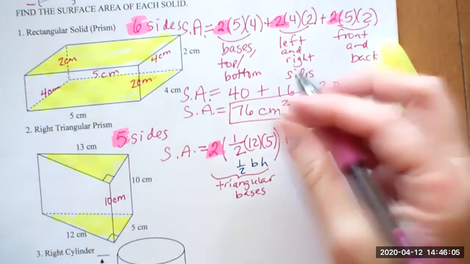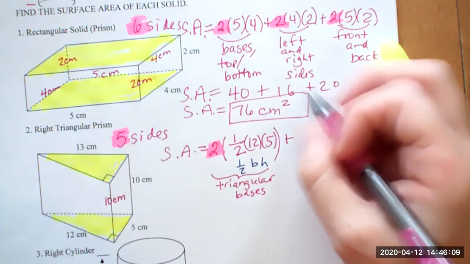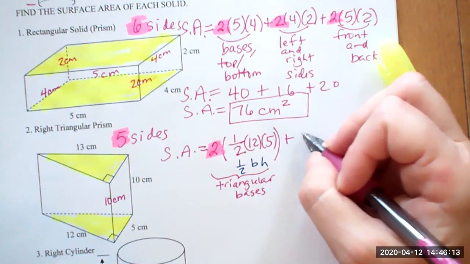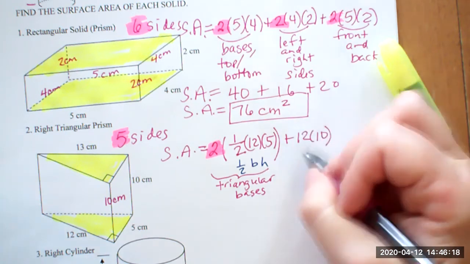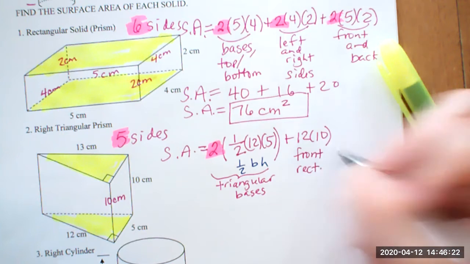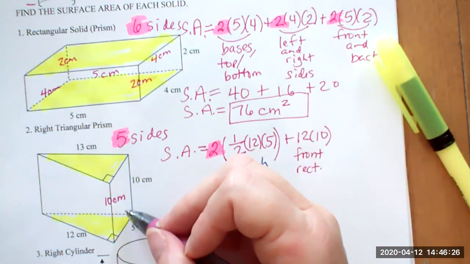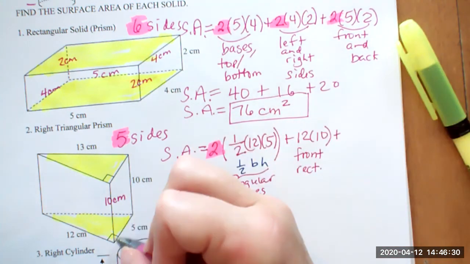So we're going to say that's a rectangle here, right? So because that's a rectangle, I'm just going to say there's just one of those, and I'm just going to add in 12 times 10. And that is going to be the front rectangle. Okay? Now let's go to the right side. Okay? So the right side we can see is a rectangle, 5 times 10.